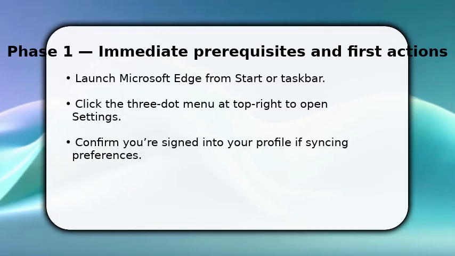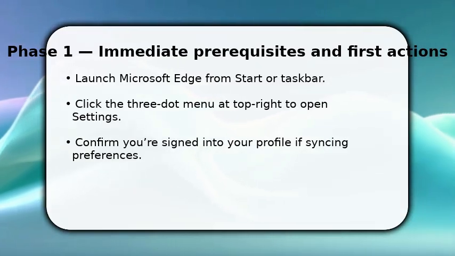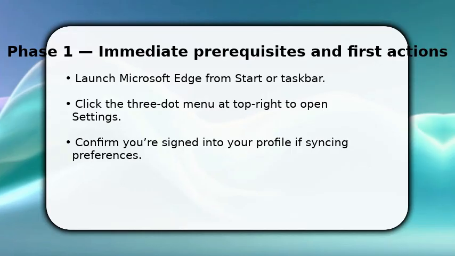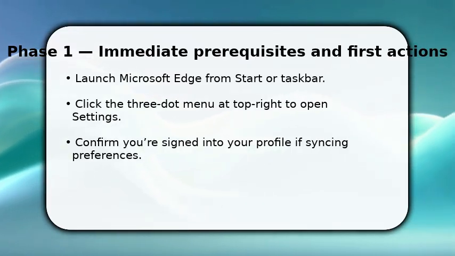You start by opening Microsoft Edge and going straight to Settings. This is where Preferences live. Click the three dots in the top right, then choose Settings. Make sure you're in the correct profile if you use multiple accounts because defaults apply per profile.